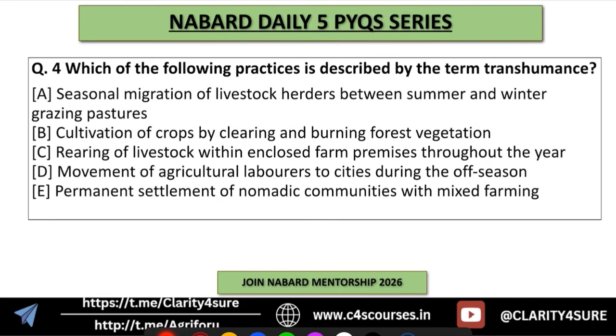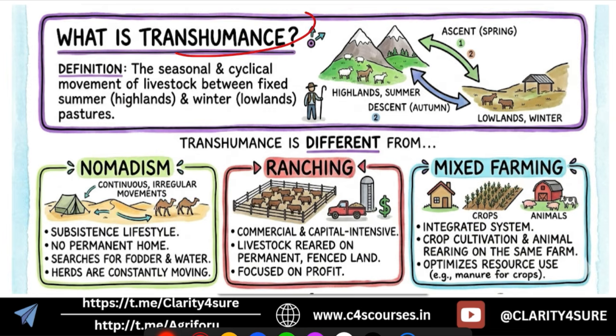The next question is, which of the following practices is described by the term transhumance? The answer is option A, seasonal migration of livestock herders between summer and winter grazing pastures. Transhumance is a seasonal and cyclical movement of livestock between fixed summer and winter pastures. Please remember seasonal is the keyword. In summer they will be in the highlands because the snow will have melted and there will be food available for the sheep. In winter they will come down to the lowlands because the highlands will be covered with snow.